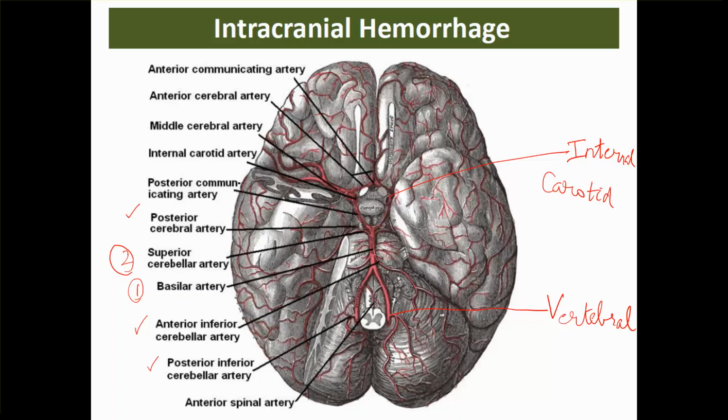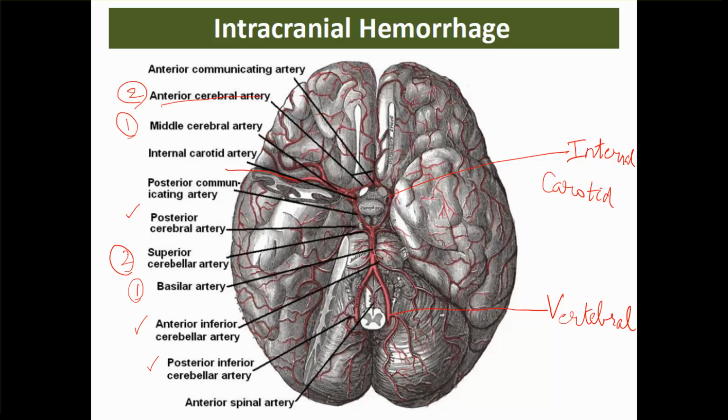Okay, now coming to the internal carotid artery. The internal carotid artery gives the middle cerebral artery. This is the middle cerebral artery which is going into the lateral sulcus. As you can see, this artery is going inside like this. Then you have the anterior cerebral artery.